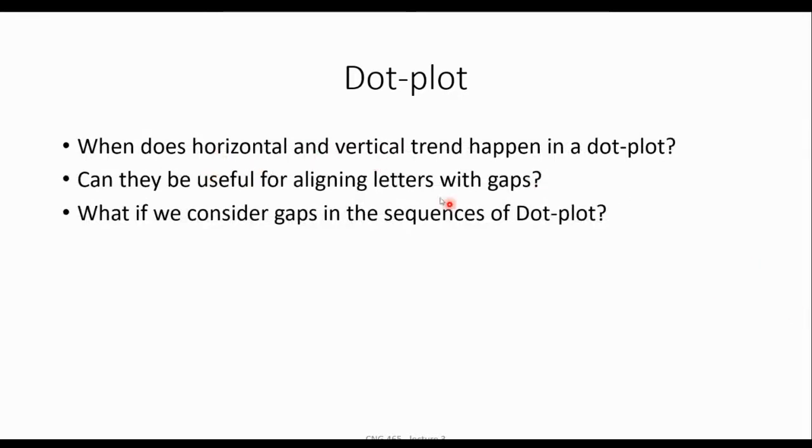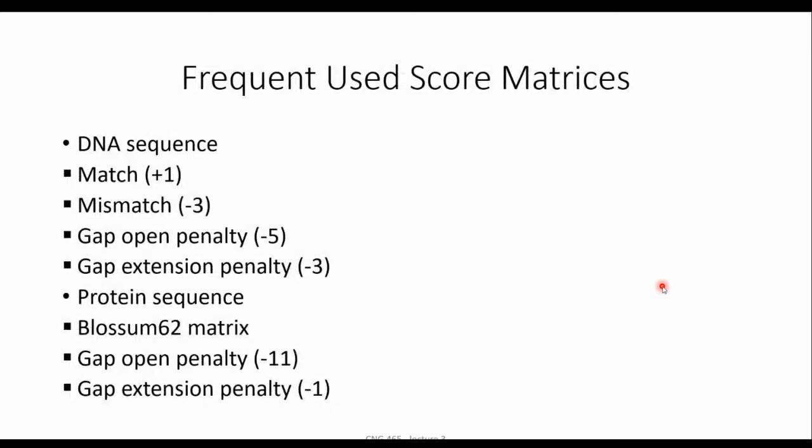So I already explained about the case of gaps, and can they be useful for aligning letters with gaps? Of course, they can be useful. We just mentioned it. What if we consider gaps in the sequences of the dot plot? So it will be a shape like the dynamic programming that we showed you, but clearly a gap with another gap, we call the score of that 0, and we don't even care about that. I will show you also in one example. So it's better to see them in examples to make sense.